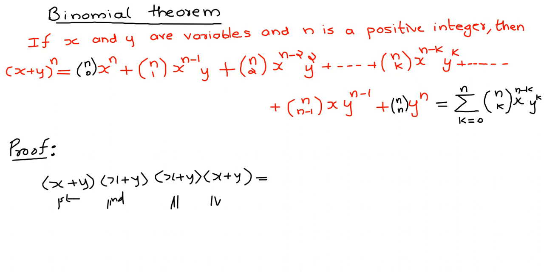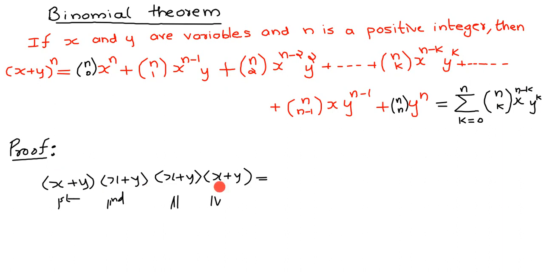Listen here. This nCk here. nC1 is the coefficient of x raised to n minus 1 y. nC2 is the coefficient of x raised to n minus 2 y square. nCk is the coefficient of x raised to n minus k y raised to k. nC n minus 1 is the coefficient of x raised to 1 into y raised to n minus 1. nCn is the coefficient of y raised to n. Here in general, nCk is the coefficient of x raised to n minus k into y raised to k.